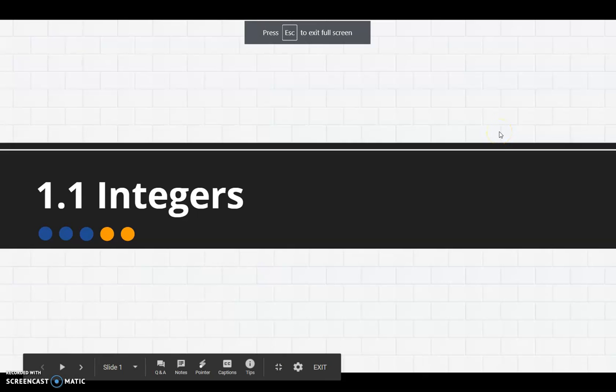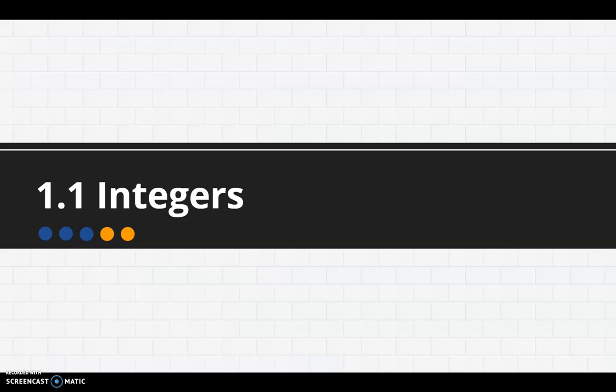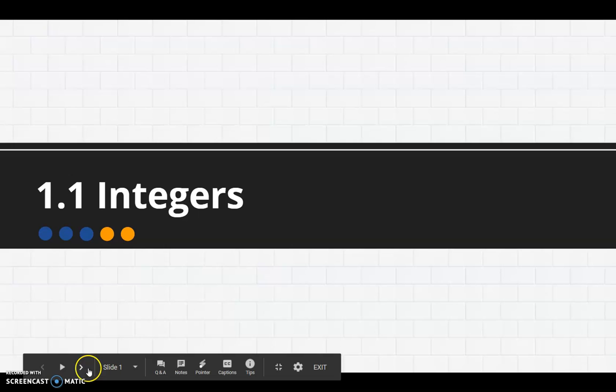Hello and welcome to the first lesson in Module 1, which is all about integers. 1.1, in fact, the name of it is integers. Now that word might be unfamiliar to most of you, but you have in fact worked with integers before, and we will find out exactly what integers are here in a second.